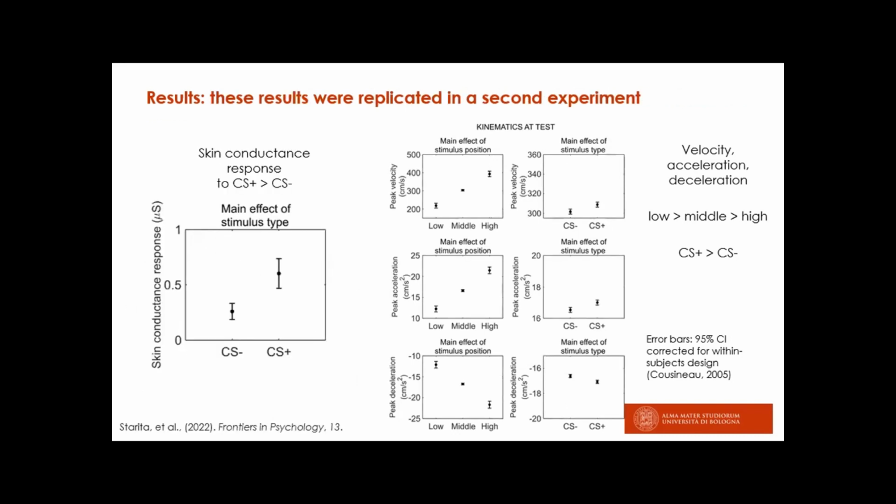And the results that I showed you were also replicated in a second experiment. So we see a similar pattern. Also, we did a little manipulation in the task. So this time there was no baseline phase, but conditioning and test were the same. And we still see that although there was no baseline, meaning that although you never acted on the stimulus before threat learning, threat learning still elicits a modulation in kinematics that's similar to the one we saw before. So again, an increase in velocity, acceleration, and deceleration when acting on the CS plus relative to the CS minus.